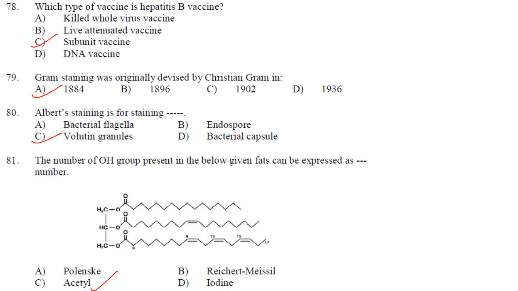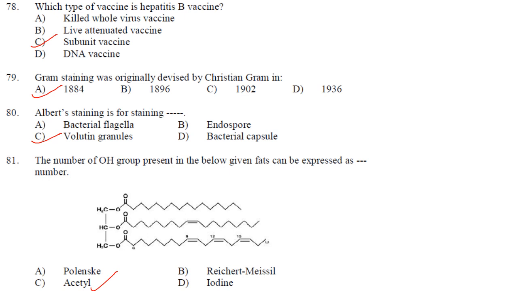So that is DNA vaccine. Killed whole virus vaccine, live attenuated vaccine, you know. Gram staining was originally derived by Christian Gram in 1884. Albert staining is for staining volutin granules. The number of OH groups present in the below given fats can be expressed as dash number. Polenske, Reichert-Meissl, acetyl and iodine.